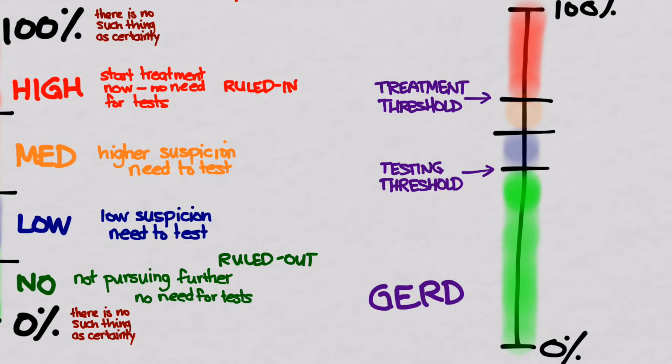They may just have a little bit of heartburn. And so you say, you know what, I'm going to set my testing threshold really high. I'm not going to test for it in the emergency department. It doesn't really matter to me that much. So you set the testing threshold high. You may even lower your treatment threshold if the story is pretty good for you.